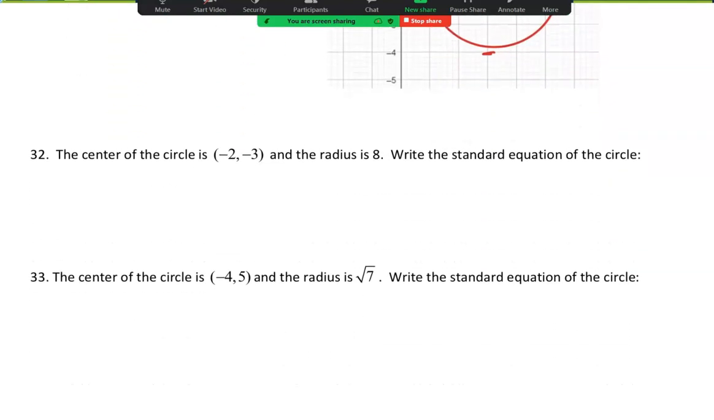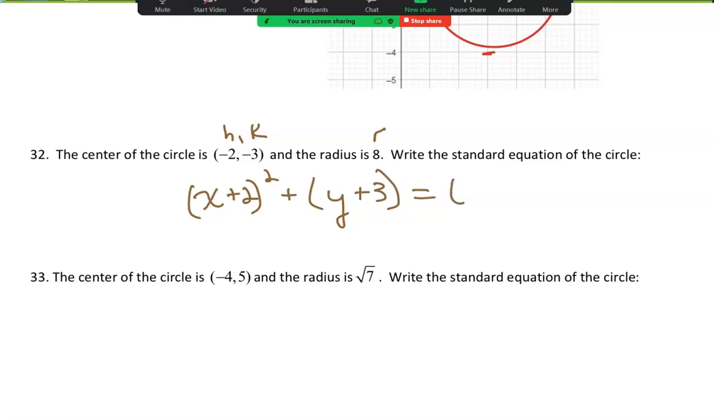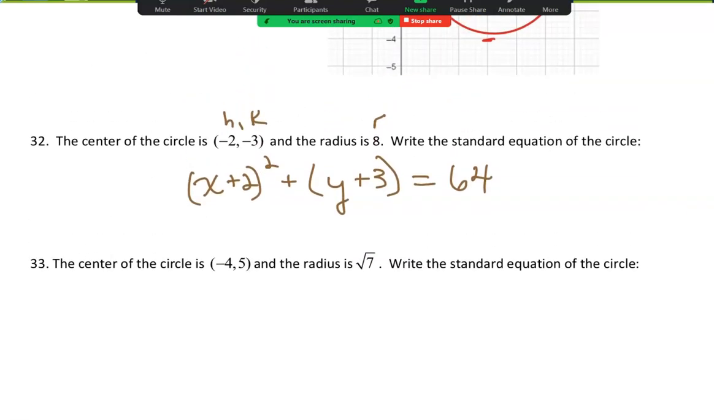Okay, let's go down to the next one. Here they give us words. This is your h, and this is your k, and this is your radius. So my equation is going to be (x minus h), so that's going to go to positive, plus (y minus k), that's going to positive, equals r squared, which is going to be 8 times 8, which is 64.